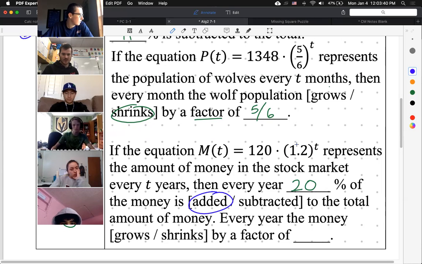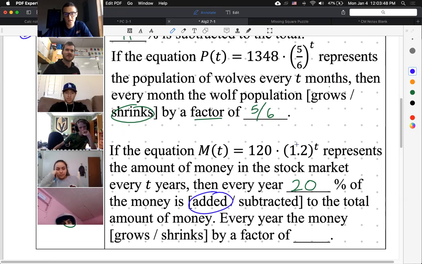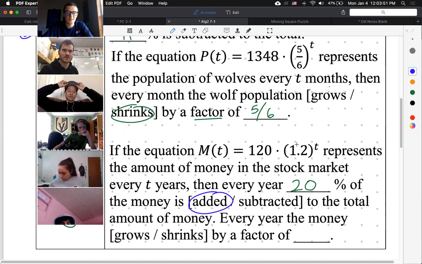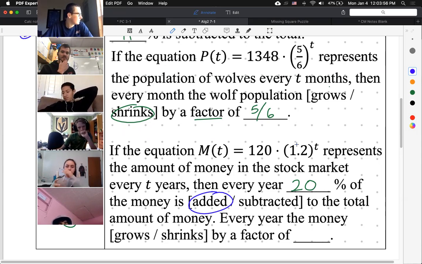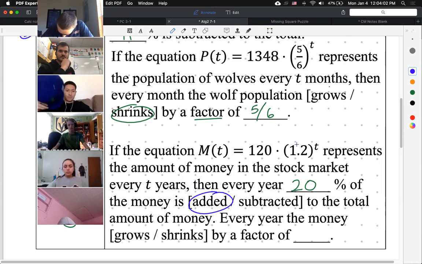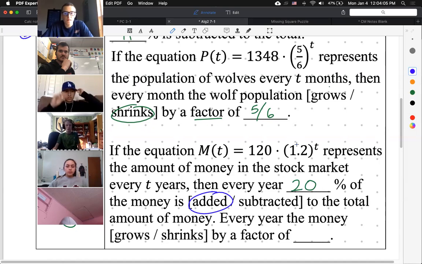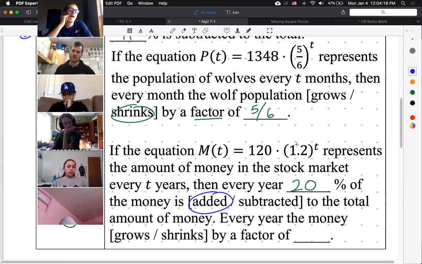Perfect. All right, so now we go to the second part, which is the easier one, guys. So I'm going to call on someone brand new. It can't be Jose, Andres, Jake, Charles, or Wyatt. Someone like Jenny, Fernando, Sergio, or Jessica. Every year, is the money going to either grow or shrink? And then by what factor? All right, Jenny, cold call. Is this going to grow or shrink?